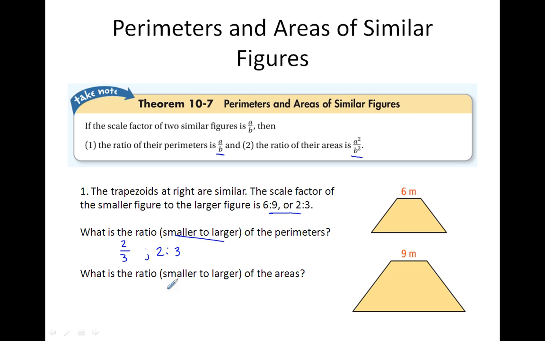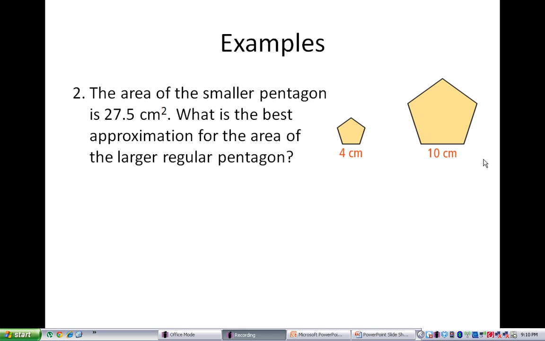Now, what is the ratio, smaller to larger again, of the areas? We're going to take our scale factor of 2 to 3, and remember, we're going to square each number. So 2 squared is 4, 3 squared is 9, and again, we can write it either as a fraction or in this form.